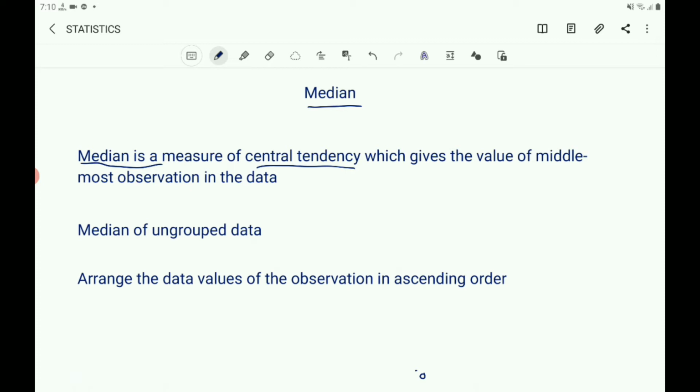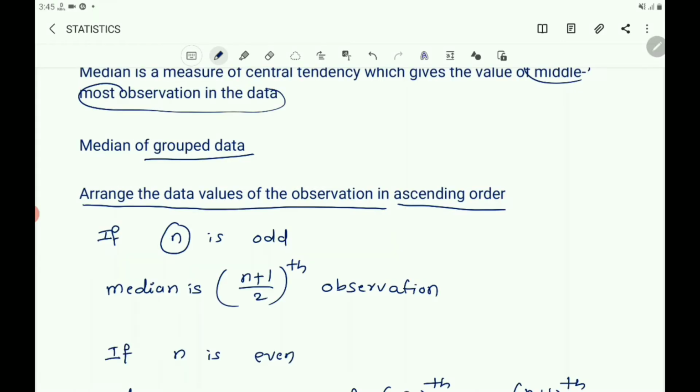To find the median of ungrouped data, we have to arrange the given data in the ascending order. We have to arrange the data values of the observation in ascending order, and we have to find the number of scores, and also we have to verify whether n is odd or even. If n is odd, then the median is (n plus 1) by 2th observation.